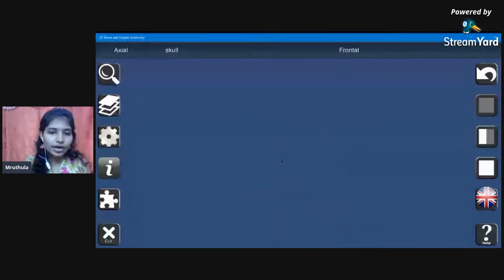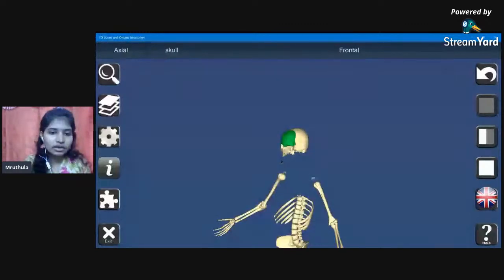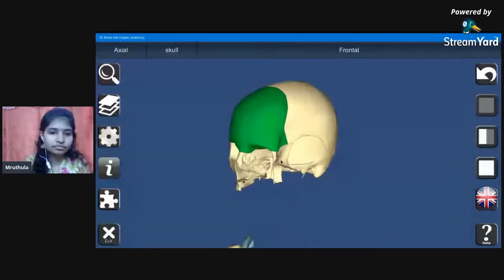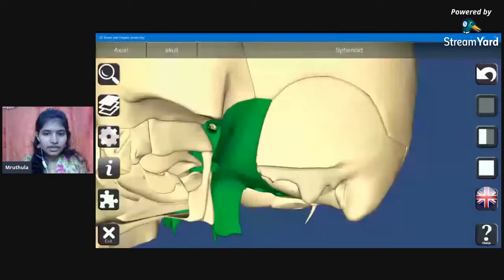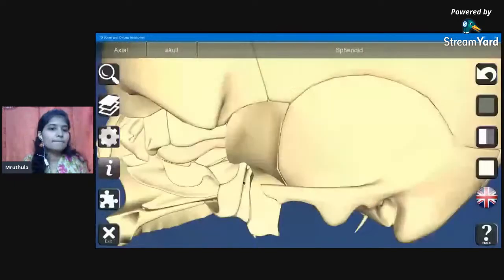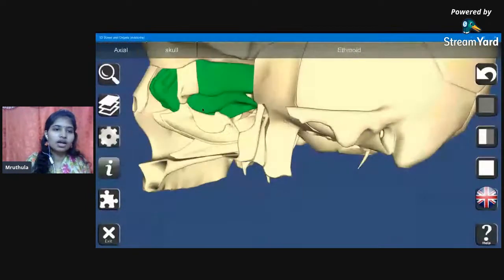Now I'll just show the point and you will have to say what is the structure. Right, so where are we seeing right now? This is the lateral wall. This is the lateral wall that you're seeing now. And now you will tell me the names.